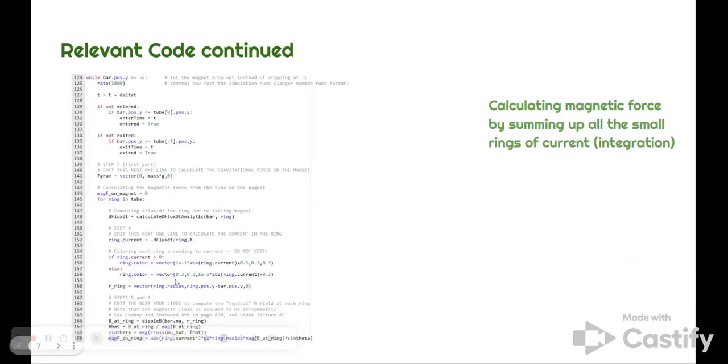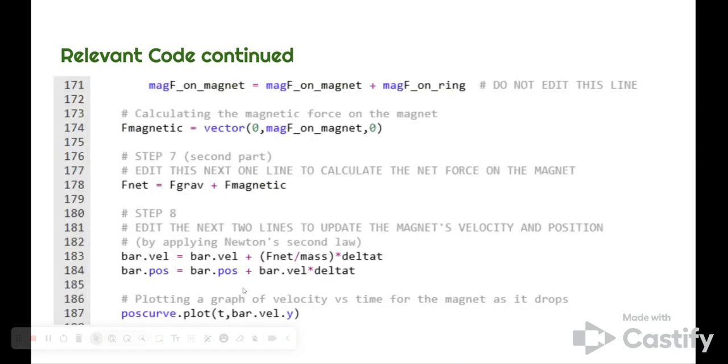So this section is basically just going through all of the small rings of current and integrating them. So obviously the metal tube isn't necessarily comprised of rings, but for ease of calculation, we're just modeling it that way so that we can very easily add up all these things together and get the magnetic force created by the whole thing. Yes, and this section was just using principles from Physics 1 and stepping through different values to find the position and the velocity, just velocity and position update formulas from Physics 1, and just using F net equals F grav plus F magnetic.